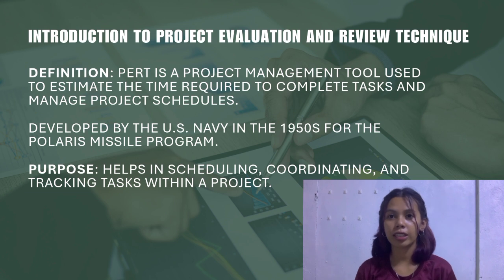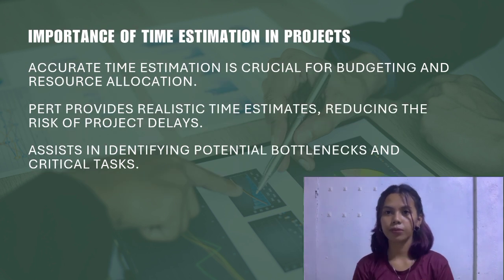So, development and background. PERT was originally developed in the 1950s by the United States Navy. During the planning of the Polaris Missile program, this project was highly complex and involved many interrelated activities, requiring a new method to effectively manage timelines and coordination. PERT was created to address these needs and quickly became a standard tool in large-scale project planning.